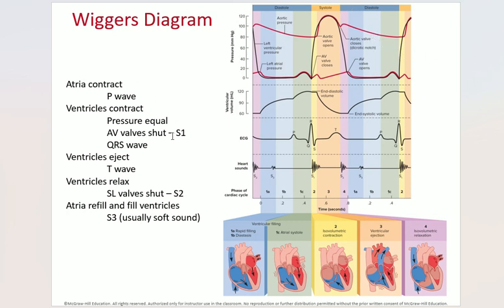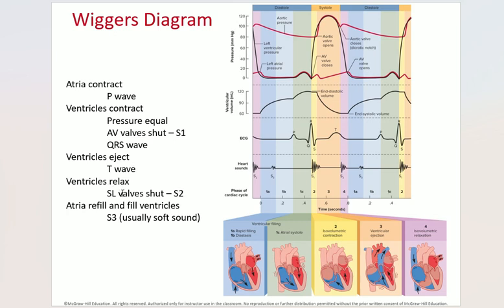There's a summary of everything that's happening right here on the side that you can read through. Remember, SL valve is a semilunar valve here. And when the valve's shut, you get that lub-dub sound. So atria contract in the P wave. Ventricles contract. Pressure's equal. AV valves shut. So S1. And the QRS wave. So all of this is happening at the same time, right? When the ventricles eject, that's when the T wave is happening.